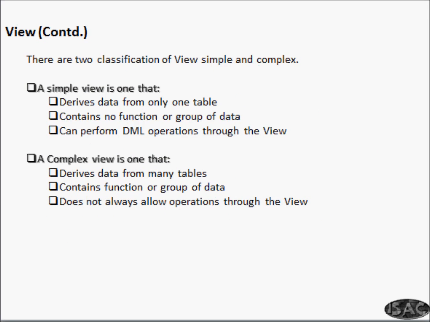Next, there are two classifications of views, simple and complex. What is the exact difference between simple and complex views? We'll have a discussion here. A simple view is one that derives data from only one table. So we are referring to a single table in a view, which contains no functions or groups of data. It's just a simple select where we can perform DML operations through the view.